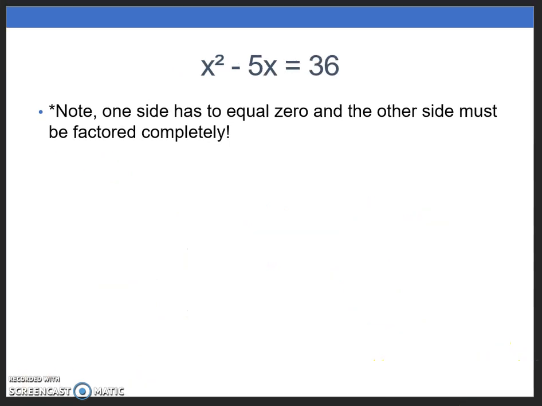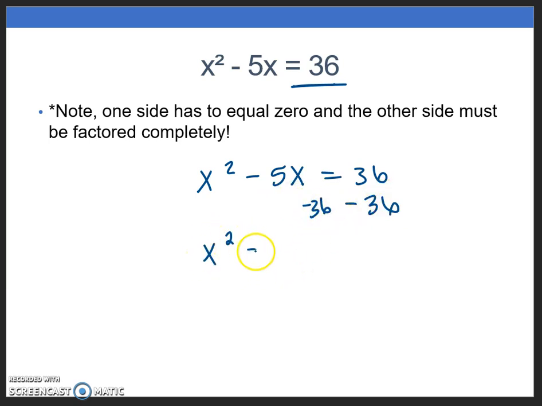Notice in this next example, this is not set equal to 0. So we have to first make sure that our equation is set equal to 0 before we factor anything. And since I want this side to be 0, I would have to subtract off 36 from both sides so that my new equation is x squared minus 5x minus 36 equals 0.